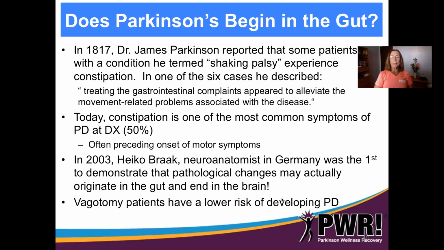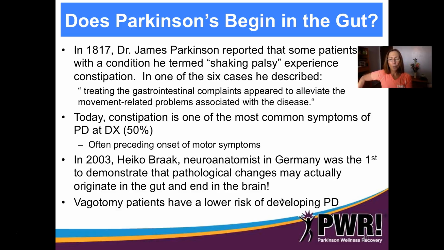So this idea of Parkinson's disease beginning in the gut: actually, in 1817, Dr. Parkinson himself reported that some patients with the condition he termed at that time shaking palsy experienced constipation. And in one of the cases he described, treating the gastrointestinal complaints appeared to alleviate the movement-related problems associated with the disease. So just from his good observation skills and note-taking, he was recognizing that constipation may make the symptoms worse, and that treatments for that may improve the symptoms. He was recognizing that the gut, this constipation, may be contributing to or even a cause of the disease. Today, constipation is one of the most common symptoms of Parkinson's at diagnosis, and it often precedes the onset of motor symptoms.